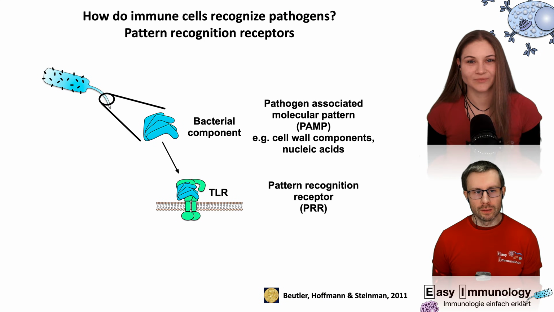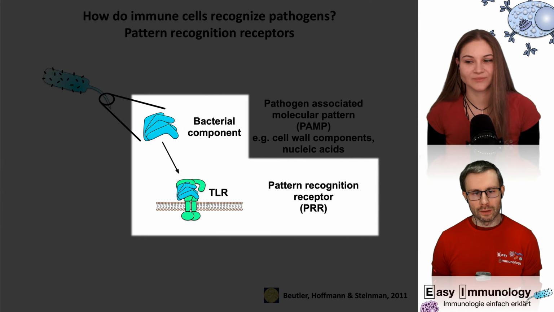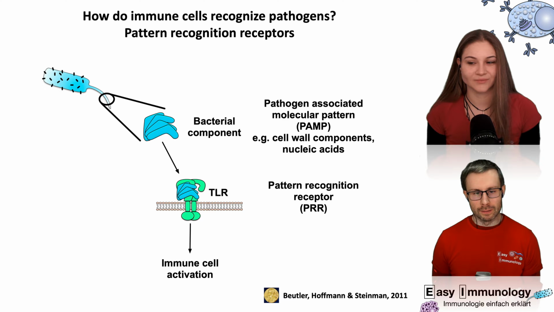So if an immune cell, for example, like our dendritic cell or macrophages, recognizes these pathogen-associated molecular patterns via their pattern recognition receptors, they know that a foreign organism that is potentially dangerous and could cause a disease is around, and therefore they become activated.